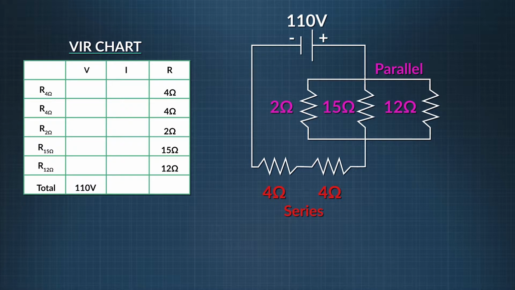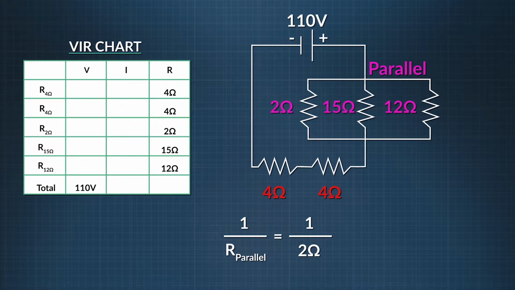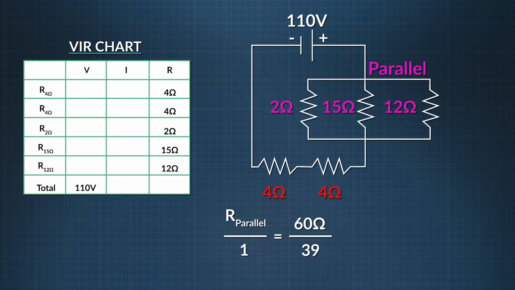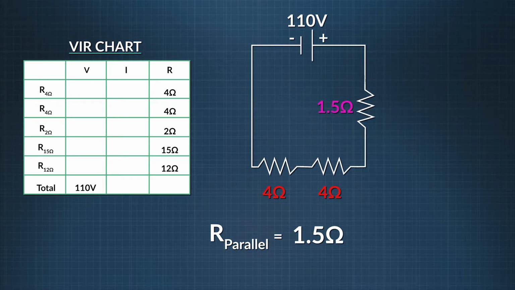Let's begin where resistors are in parallel in a circuit. 1 over our equivalent resistance for our resistors in parallel equals 1 over our first resistor in parallel, 2 ohms, plus 1 over our second resistor in parallel, 15 ohms, plus 1 over our third resistor in parallel, 12 ohms. When we add the 3 resistors in the video branches, we get an equivalent resistance of 1.5 ohms.